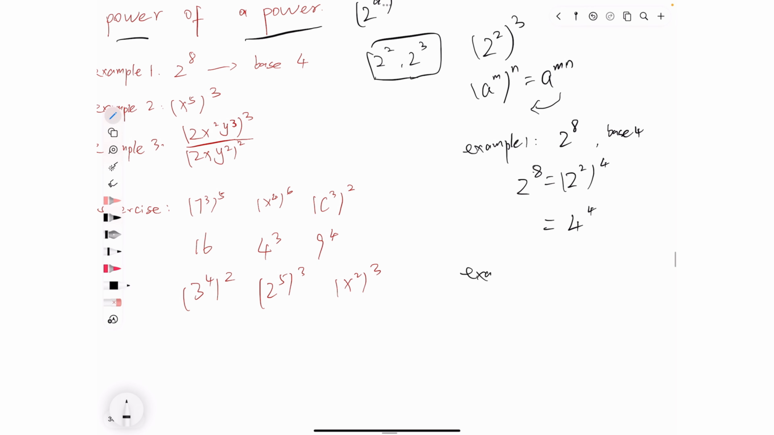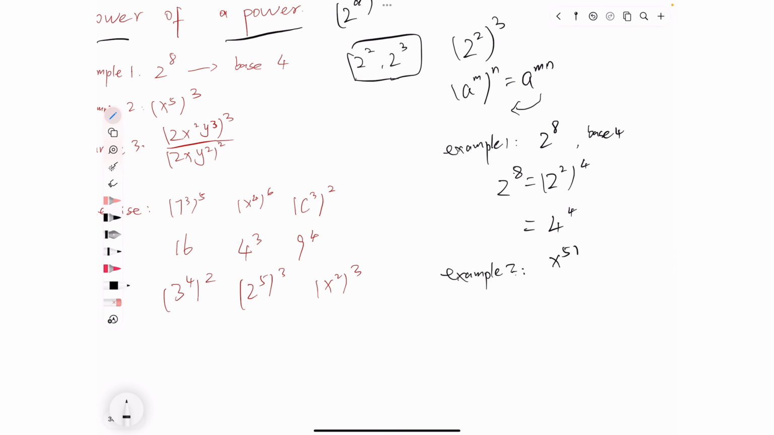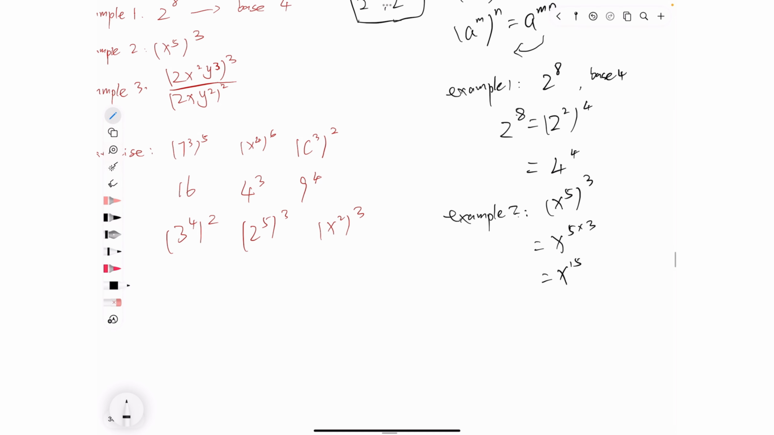Let's look at example 2. So we have x to the 5 and to the 3. So we will have x to the 5 times 3. We'll have x to the 15. Example 3.